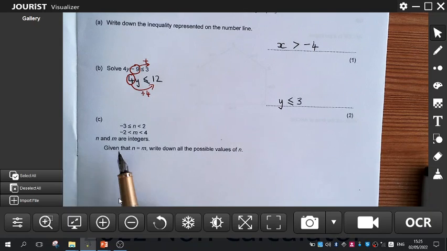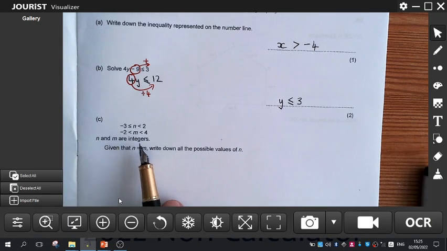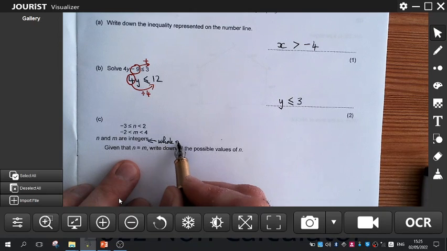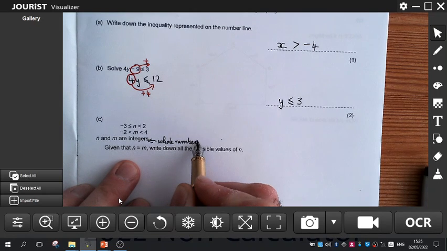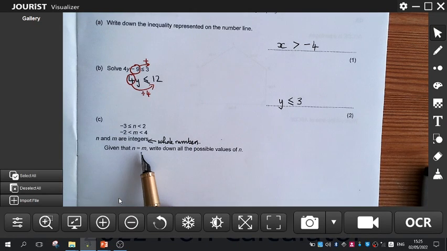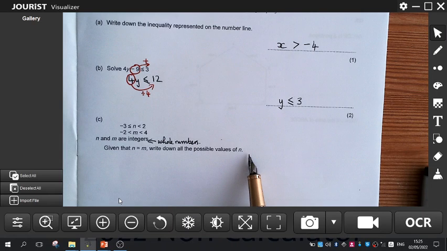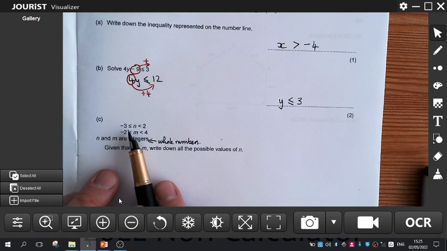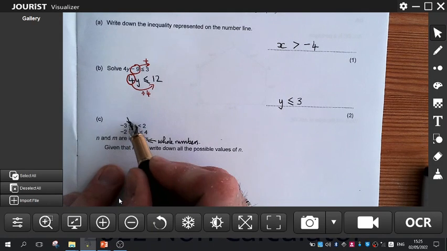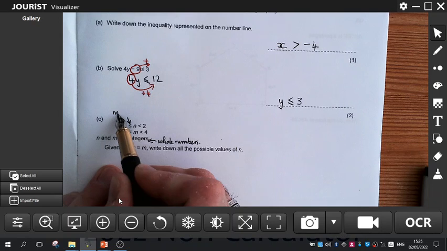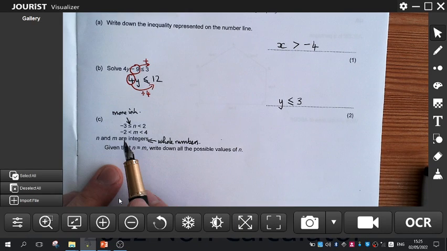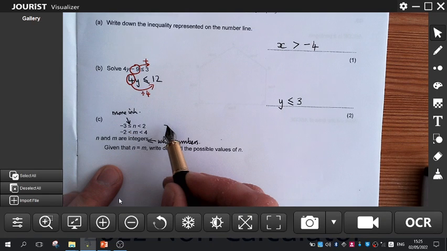It says n and m are integers, whole numbers. Given that n is the same as m, write down all the possible values n can be. We've got to work out which integers n can be. Here, on the left-hand side, I always like to think they've used a bit more ink. They've included the equal sign, so we're going to include extra ink by writing down -3.